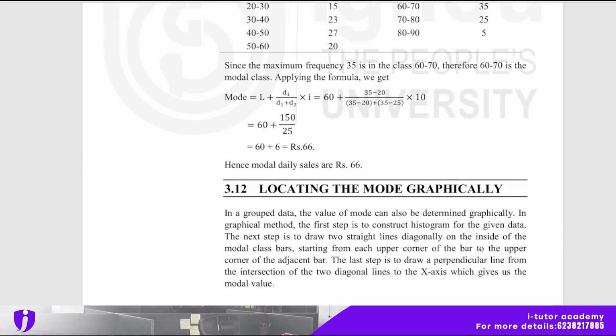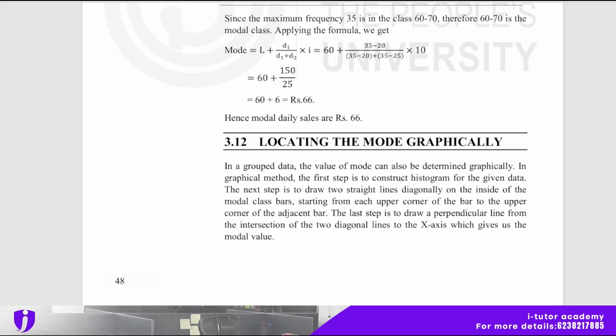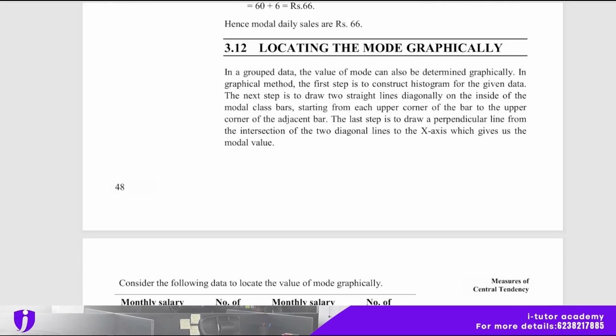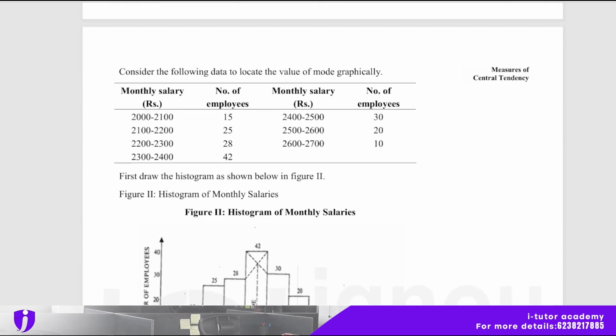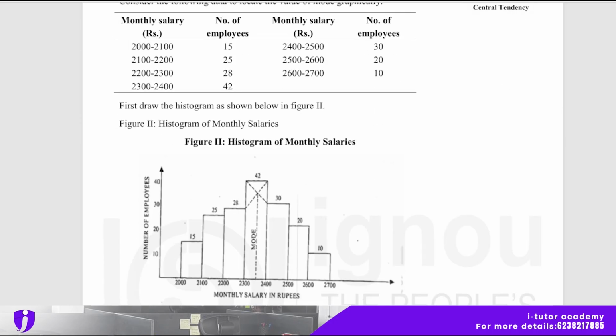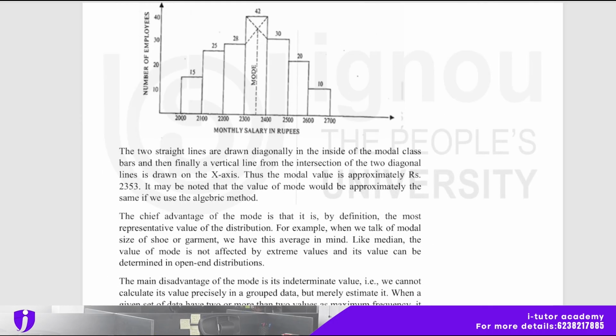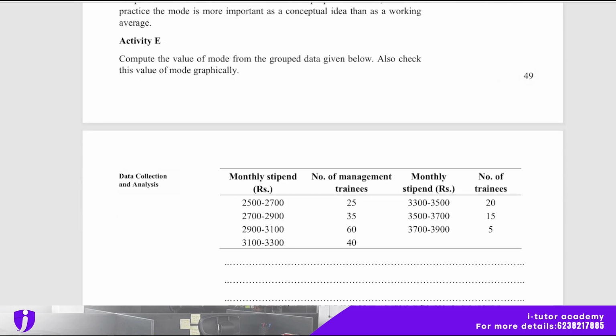Locating the mode graphically. In grouped data, the value of mode can also be determined graphically. In the graphical method, the first step is to construct a histogram for the given data. The next step is to draw two straight lines diagonally on the inside of the modal class bar, starting from each upper corner of the bar to the upper corner of the adjacent bar. And here is the histogram for monthly salaries. Okay. And there is an activity also based on that.